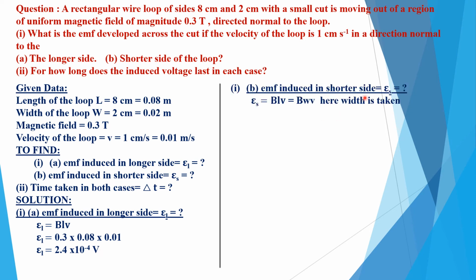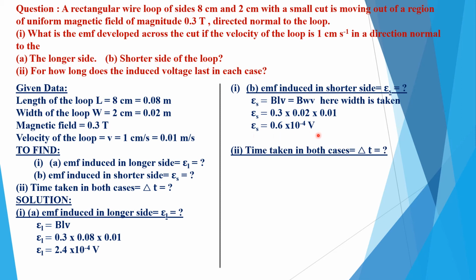EMF induced in shorter side is equal to BLV. Now length is equal to W, that is width. For width, we put the value of width equal to 0.02, and by putting all the values, we get EMF in shorter side is equal to 0.6 × 10^-4 volt, that is EMF induced in shorter side.